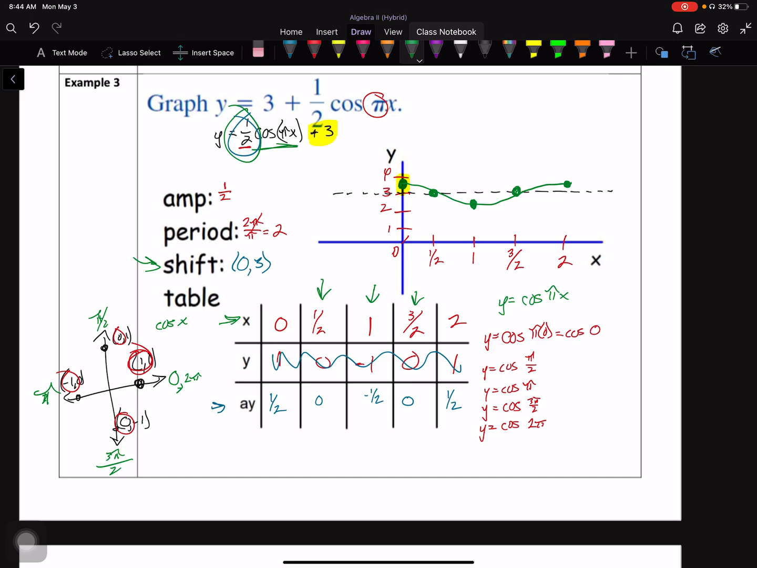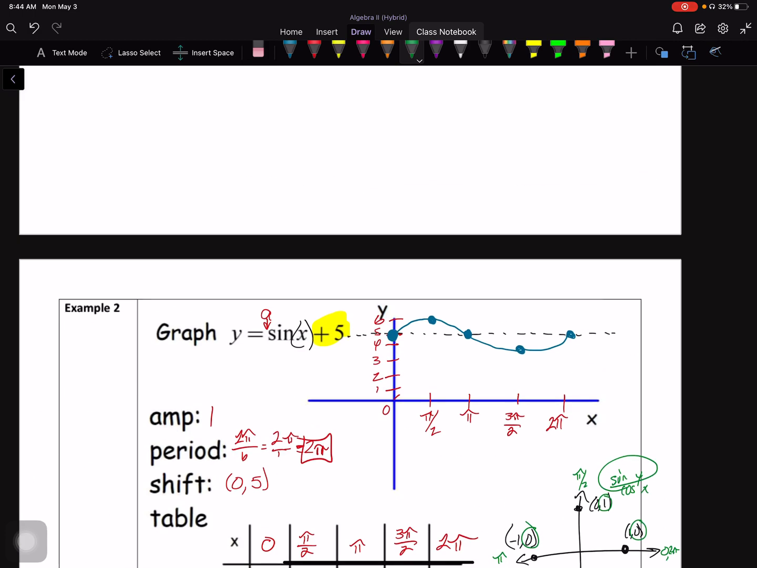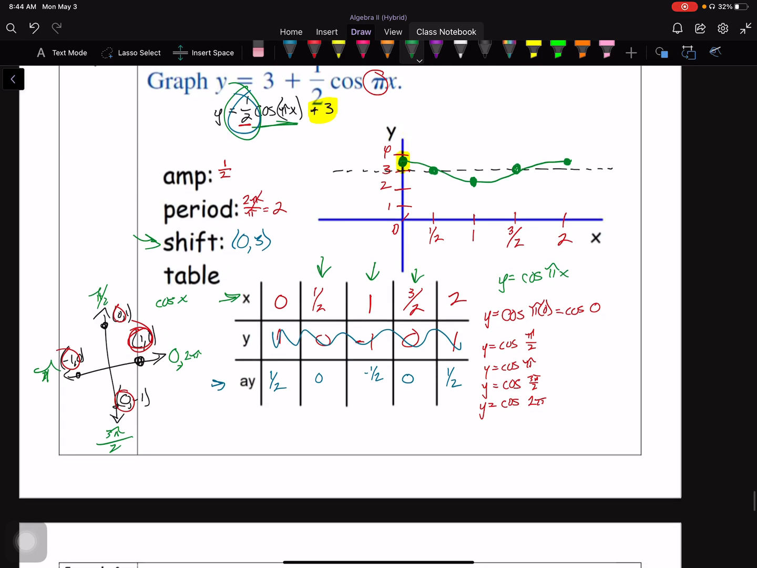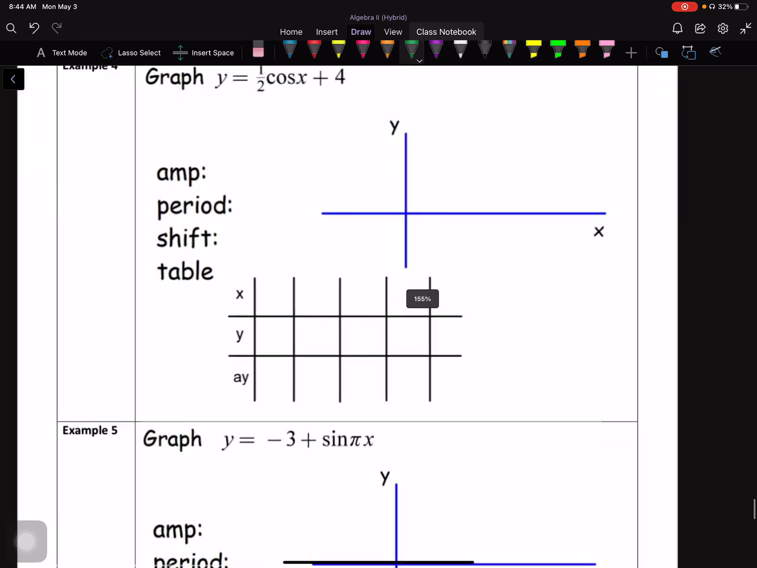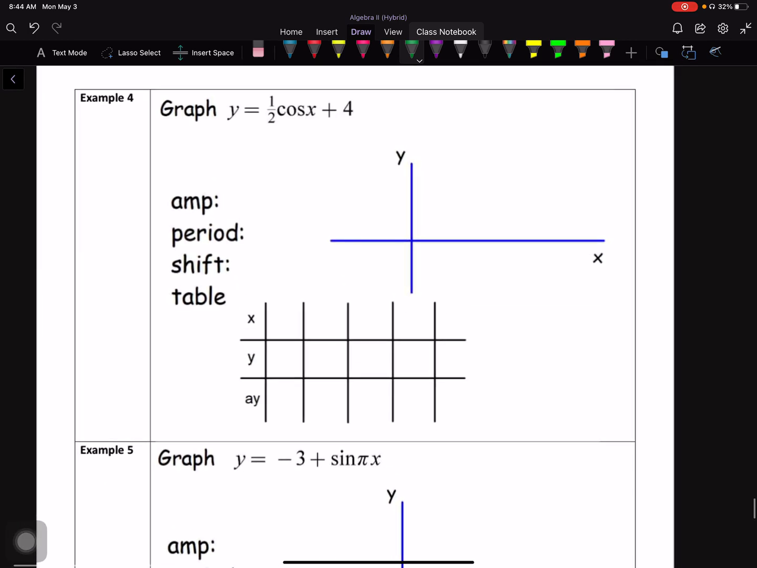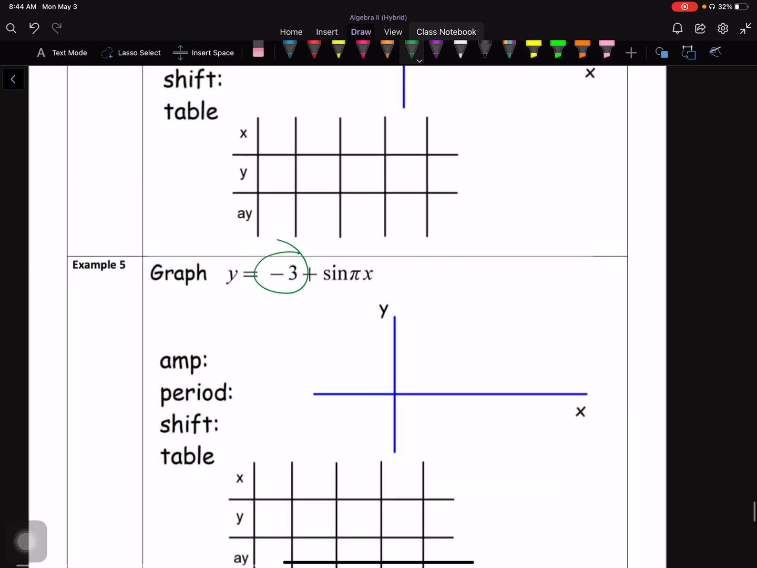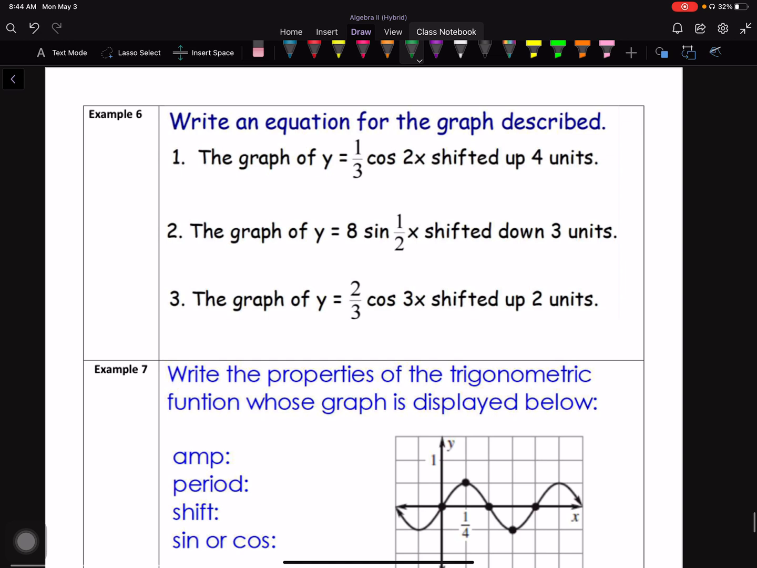Because with sine, it's pretty straightforward. You can mark that point like I got away with up here. But cosine, you don't actually start on the axis. You start above that axis. So you want to be careful with that a little bit. So there are two more here, one sine, one cosine. This one you might have to rewrite, but I would encourage you to sit down and try those examples here. But I want to move on here to writing equations of the graph described.